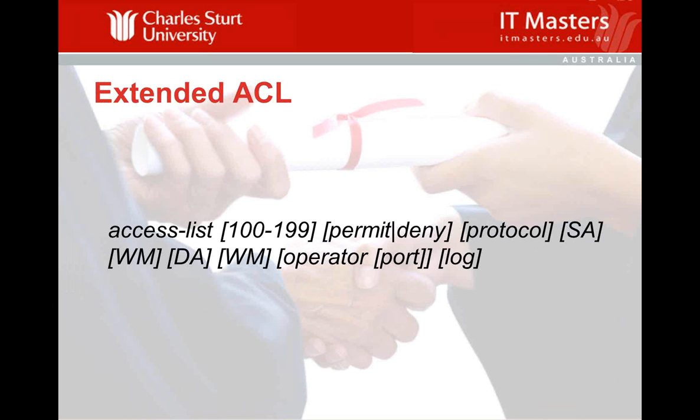So extended ACLs, if we have a look at our syntax for that, you can see it's quite a bit different. So we've got our access list 100 to 199, our number again, permit or deny again, protocol, so this can be IP, it can be TCP, or it can be UDP. Okay, source address, wildcard mask, destination address, wildcard mask, operator, which we'll have a look at in a moment, port, so that you'd only use the port if the protocol was either TCP or UDP, obviously. If it was IP, you wouldn't need a port.